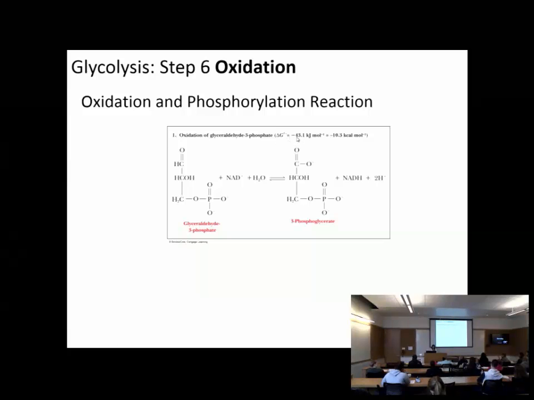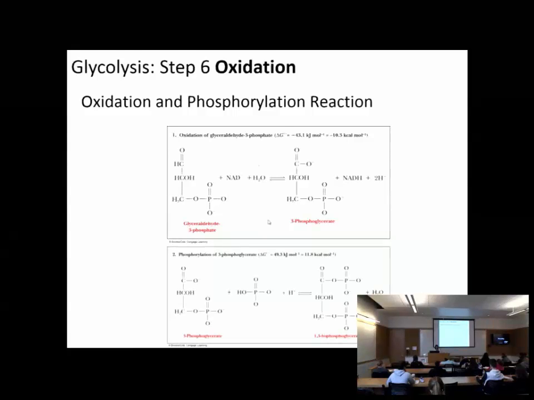So what does this negative 43 kilojoules per mole mean to you? Spontaneous. It means it's spontaneous. And actually, just relatively, it's pretty spontaneous. That's a very large negative delta G. So this is what happens first. And then here, we're going to phosphorylate that acid. And so we get this acid anhydride.